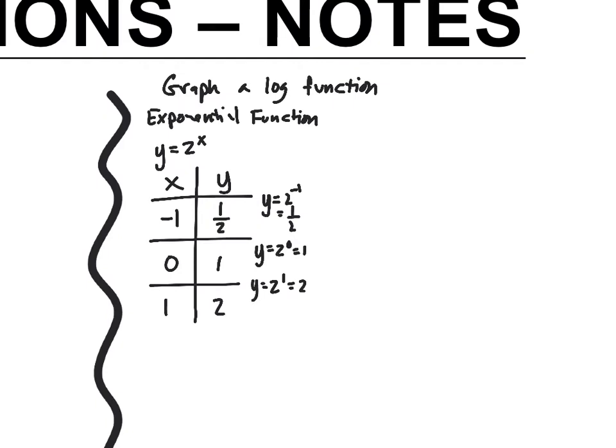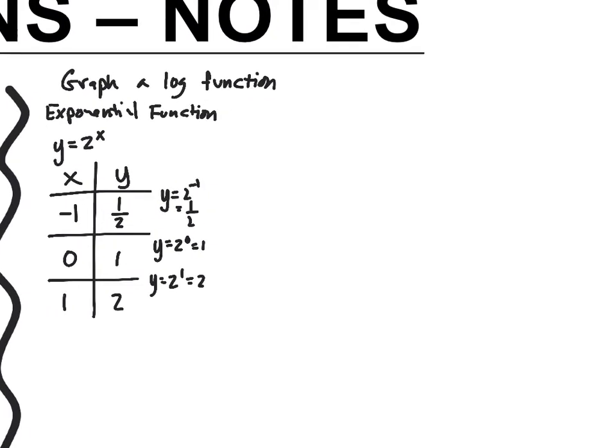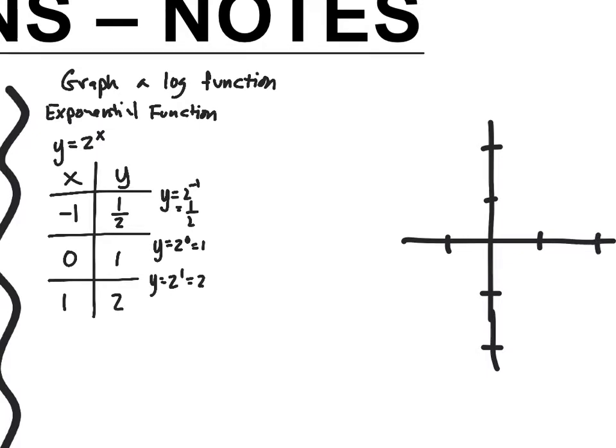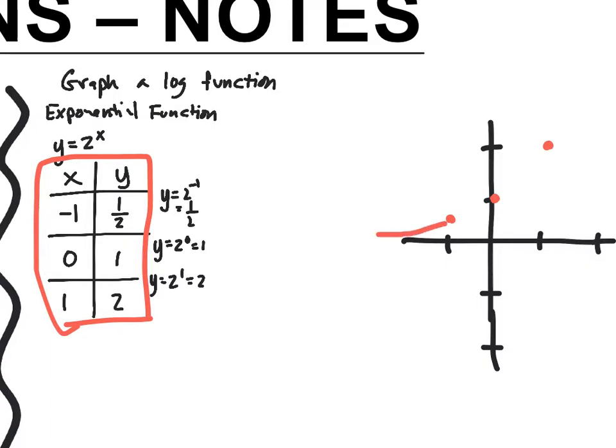And I'm going to come over here and graph these points: -1, 1/2, then 0, 1, and 1, 2. I'm going to graph these points here in red. So I graph the point -1, 1/2 right here. I'm going to plot the point 0, 1. And then I'm going to plot the point 1, 2. So if I plot these points, I get an exponential function that looks like that.